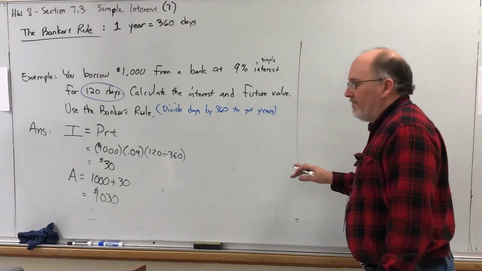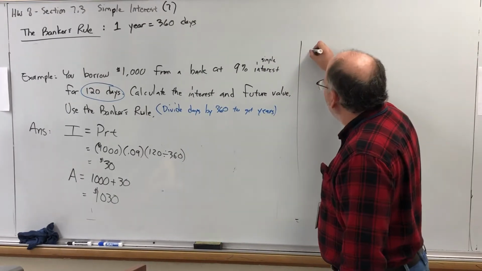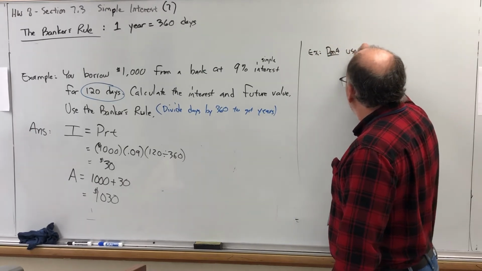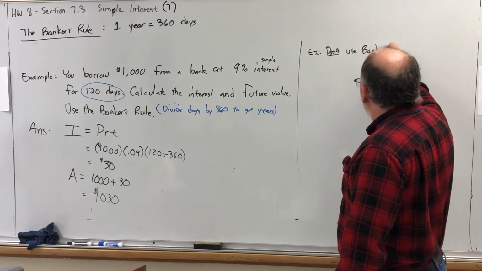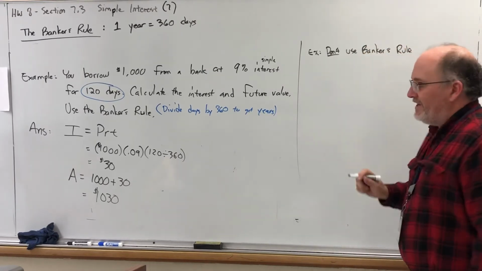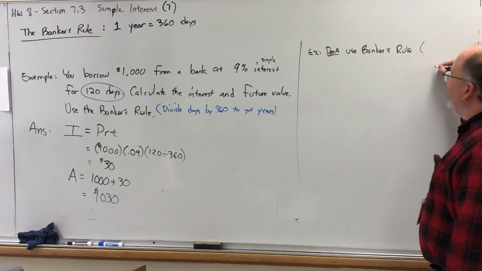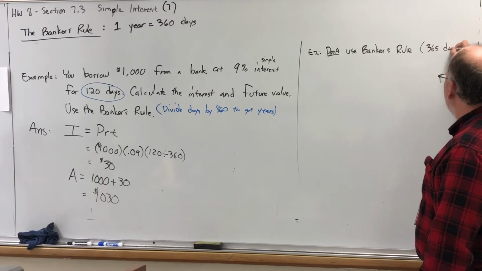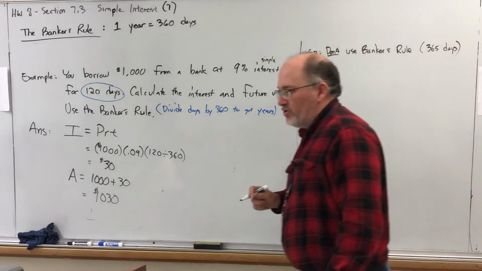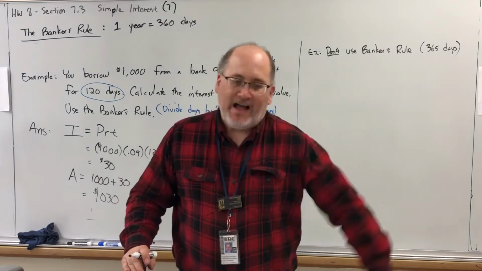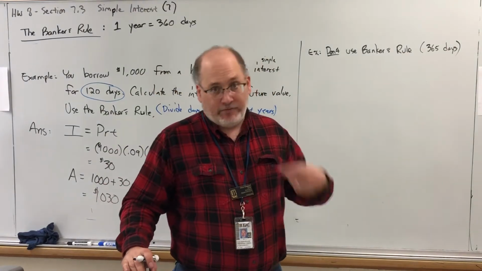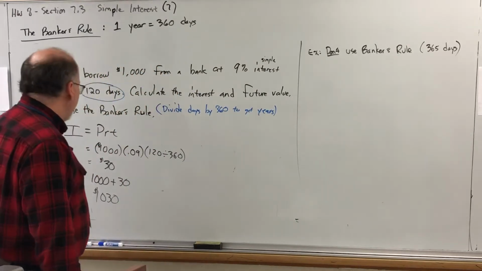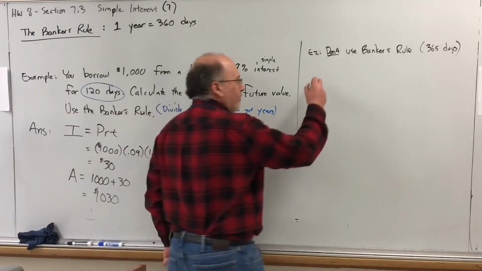Let's suppose we have the exact same problem, but don't use the banker's rule. Now later on, we will see some problems that involve days but don't use the banker's rule. And when they say don't use the banker's rule, you're basically saying that 1 year is 365 days. Technically speaking, it should be 365.25. That extra quarter of a day compensates for the extra day every leap year. But I digress.